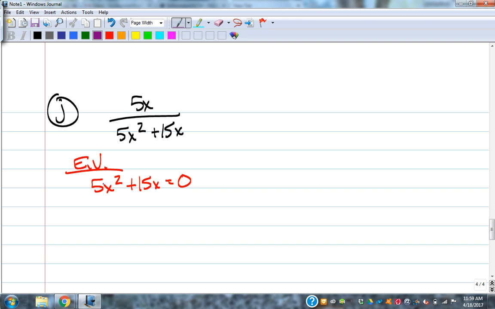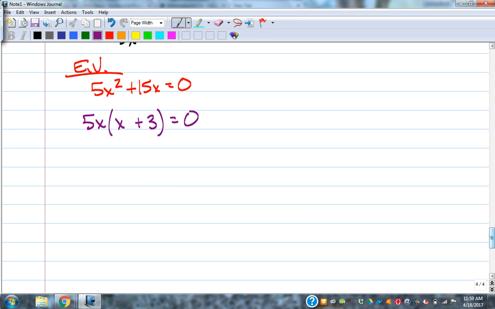Well, it's not a trinomial, so I can't use the x method. GCF is the way I'm going to do that. What's the GCF? 5x. What's it leave in parentheses? Good job. X plus 3. And then what do I do with each of those? There you go. Set them equal to 0.